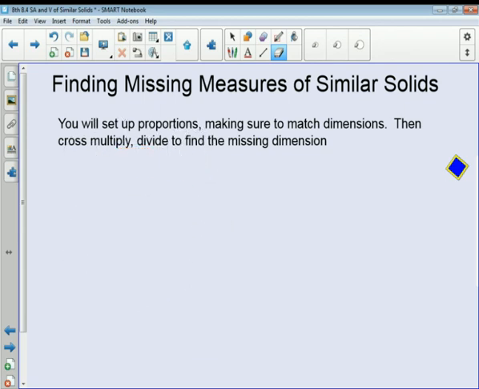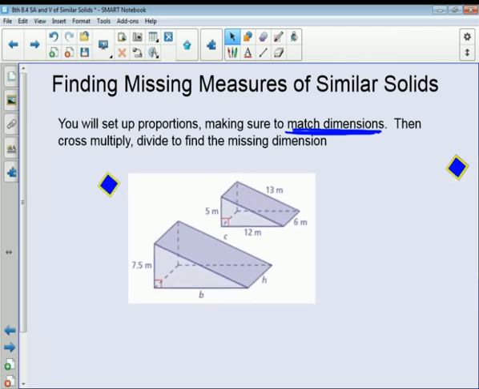Okay, so when we set up proportions, we have to make sure, key thing that we just practiced, to match our dimensions. So we're going to be given figures. We're going to make sure we match dimensions, and then we're going to do our cross multiply divide concept. Okay, so let's pull out this first one. So here we have what you would call triangular prisms. They are similar to each other. So we know that they are similar. We're not checking to see if they are. We know they are. So because they're similar, we should be able to find a missing dimension.